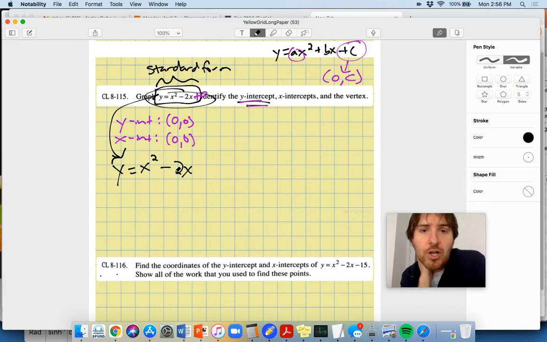What form of a quadratic function is good for finding x-intercepts? Is it the standard form? No, we just had that. It's good for the y-intercept. Is it the vertex form? No, it's good for the vertex. What about factored form? Factored form is great for finding the x-intercept.